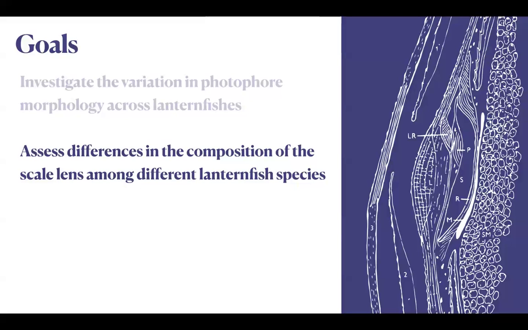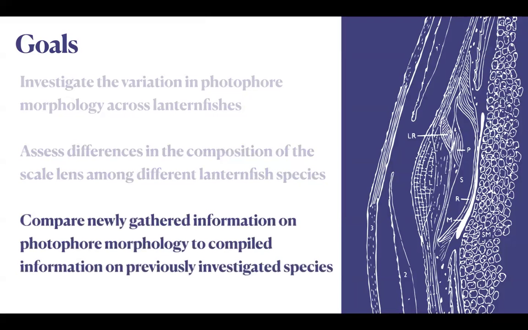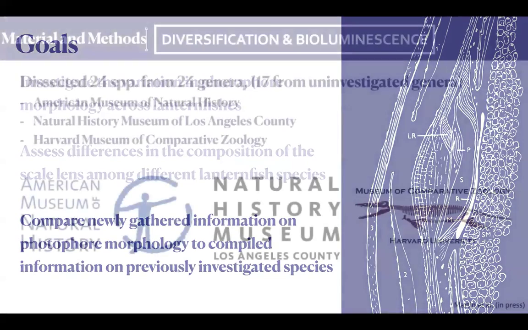So is there any variation in that scale lens? If there is, that can actually affect how light is attenuated out into the ocean. And then use that data, compare it to some of the historical documents on species, and just do a broad swath of investigation with the future goal of looking at this within a phylogenetic context.